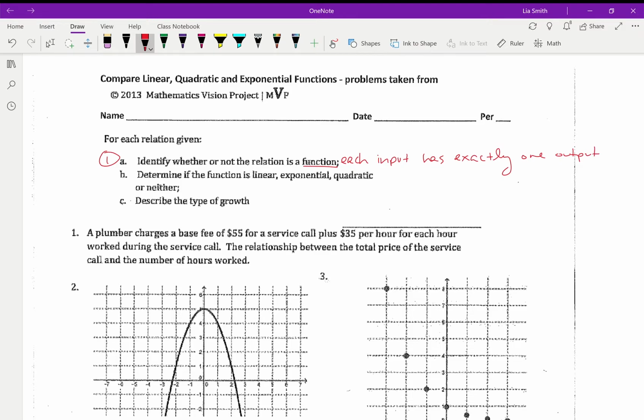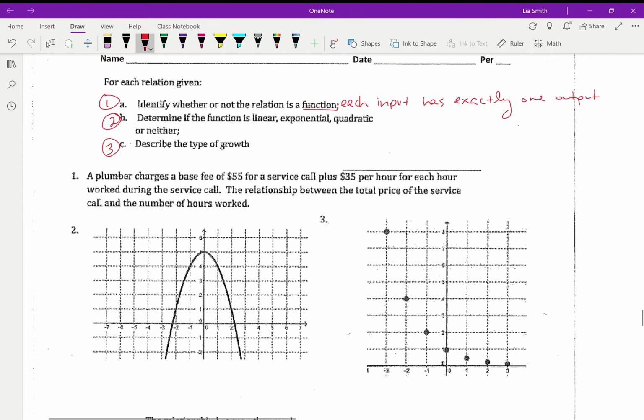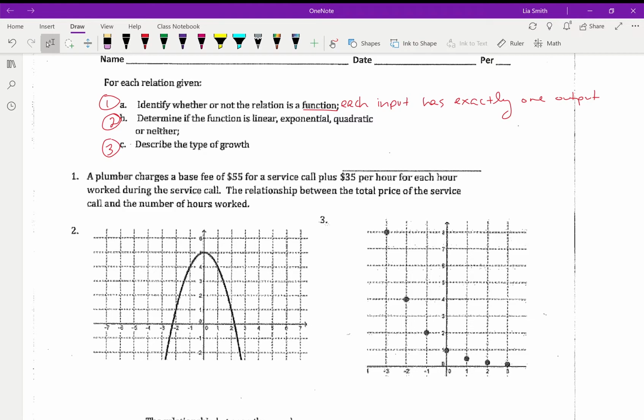Okay, once you've determined it's a function, then you can determine whether it's linear, exponential, or quadratic, and then you can kind of describe the general growth pattern. So if we were to read this, a plumber charges a base fee. So a base fee means something that happens right away, of $55 for a service call plus $35 per hour for each hour during the service call. So the relationship between the total price of the service call and the number of hours worked.